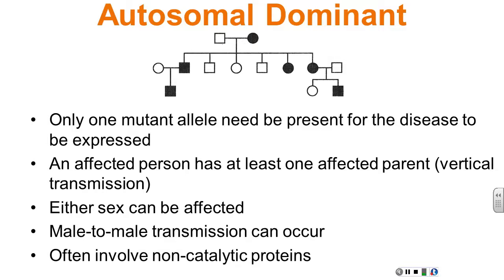That's going to be true for both autosomal types of pedigrees. And also for both types of autosomal pedigrees, you can get male-to-male transmission. So these two factors are going to differentiate from some other pedigrees we're going to see later on.